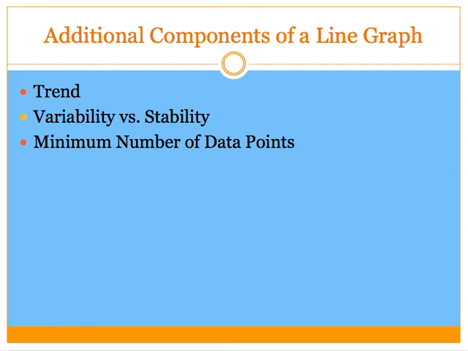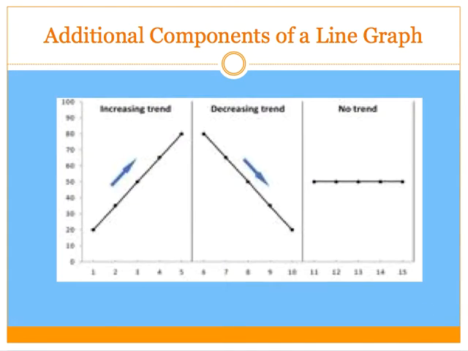Additional components of a line graph, I just want to briefly talk about trend, variability versus stability in your data, and then the minimum number of data points, because these are also important components. This particular graph doesn't have everything that it should have, so please don't use this as an example for how to do a graph. I just basically want you to look at the lines so that you can get an idea of trend. So as you can see, this is an increasing trend. This is a decreasing trend.